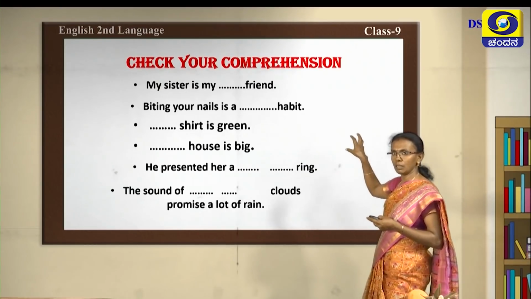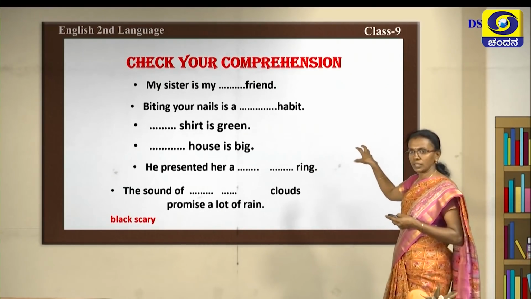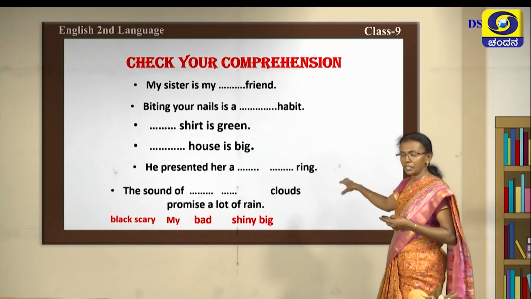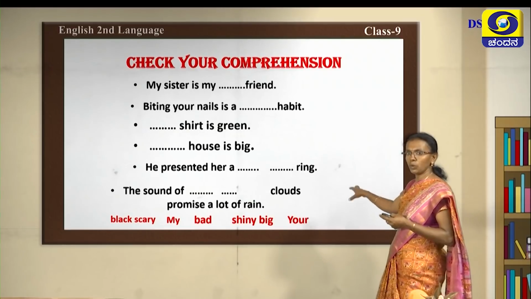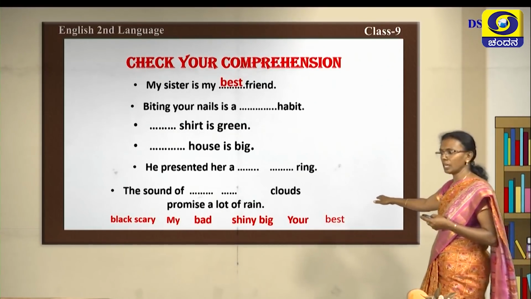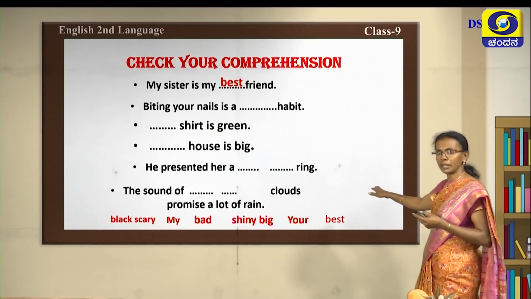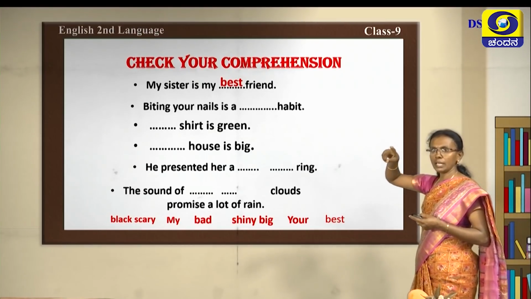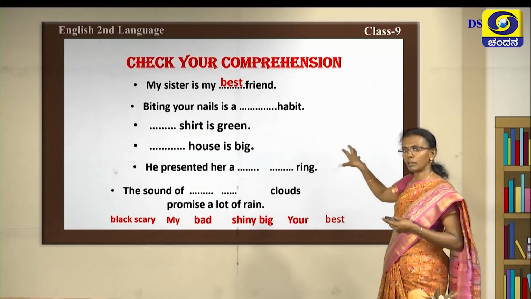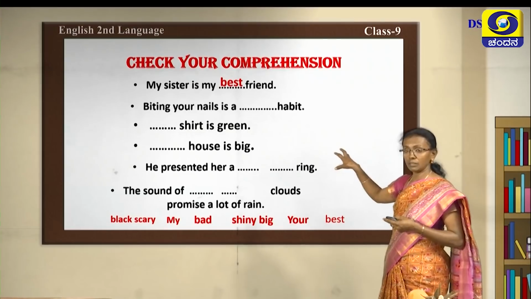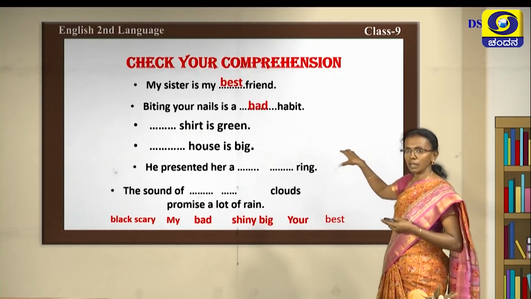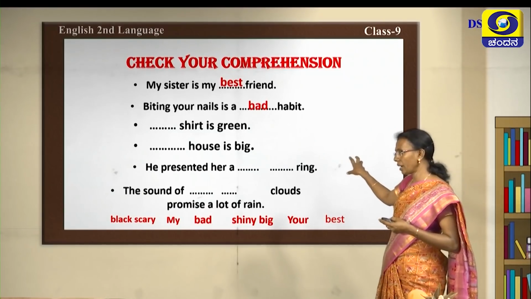We will see the key answers first. Black, scary, and my, bad, shiny, big, and what else? Your, best. All these words are key answers. Now you have to find the correct answer. See, first one is: my sister is my best friend. So you are describing her as best. So this is a describer. Now, biting nails is a bad habit. The habit is bad there.